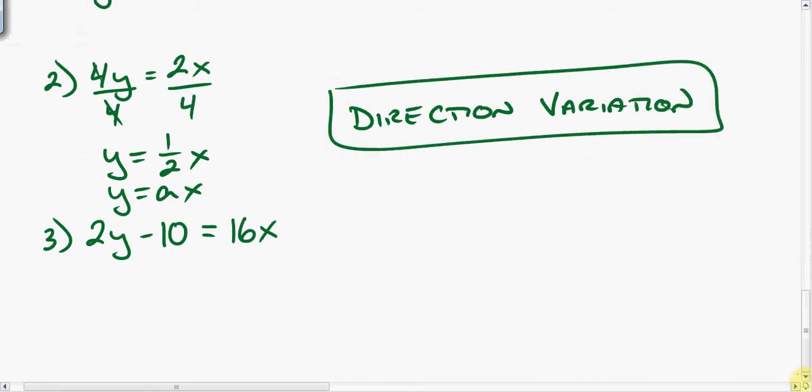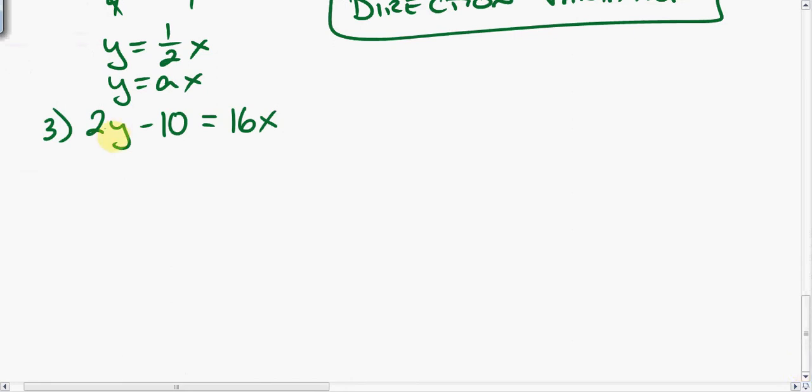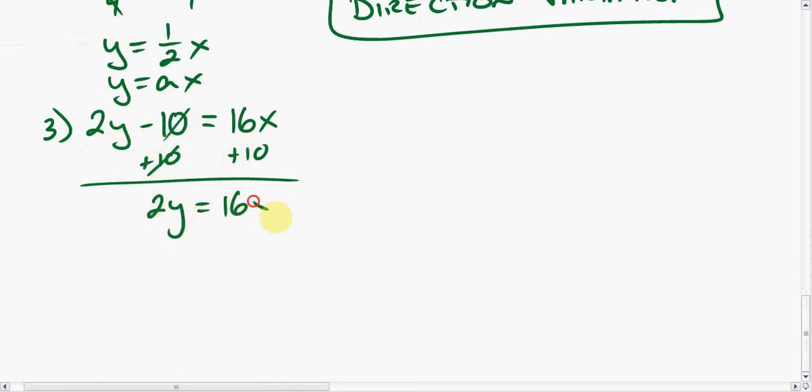Okay, let's go down and look at number 3, where we've got 2y minus 10 equals 16x. Again, you want to solve for y, get y alone. It's going to take 2 steps. So I'm first going to bring the 10 over. So I'm going to add 10 to both sides. The 10's cancel. Drop down my 2y. So I see 2y equals 16x plus 10.